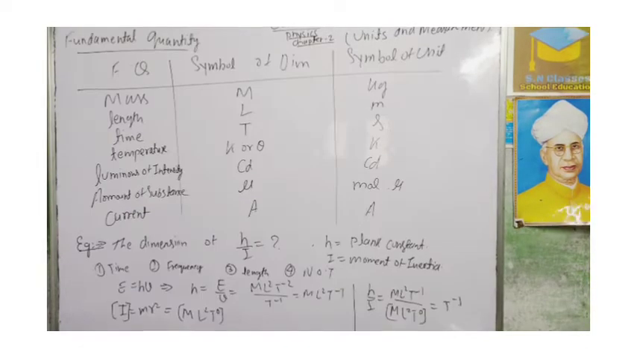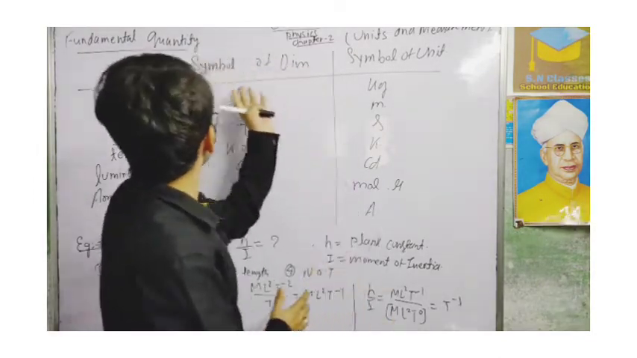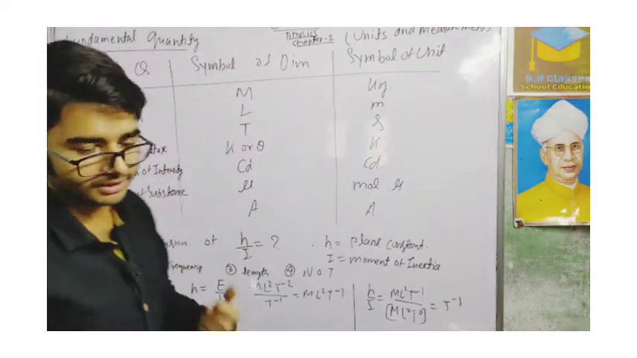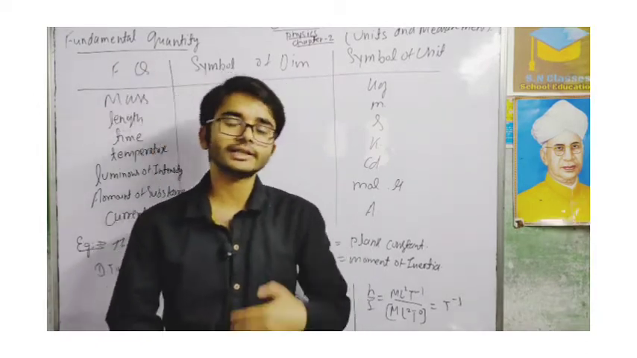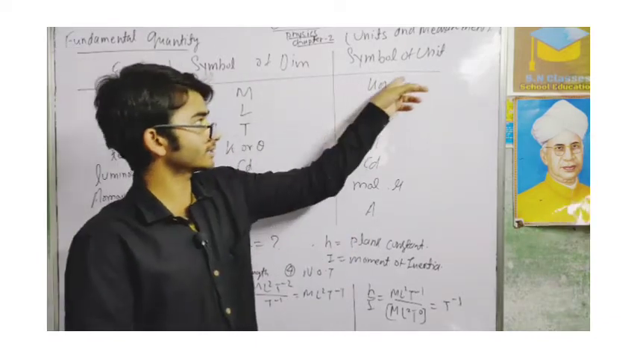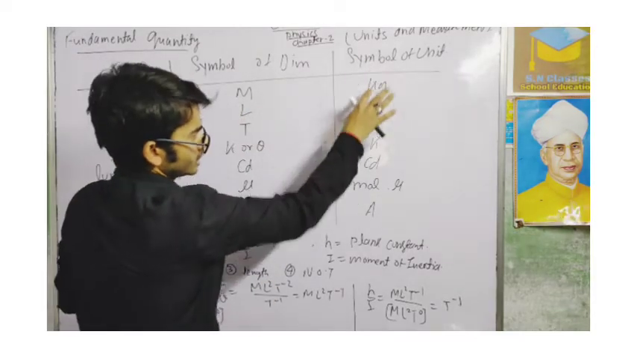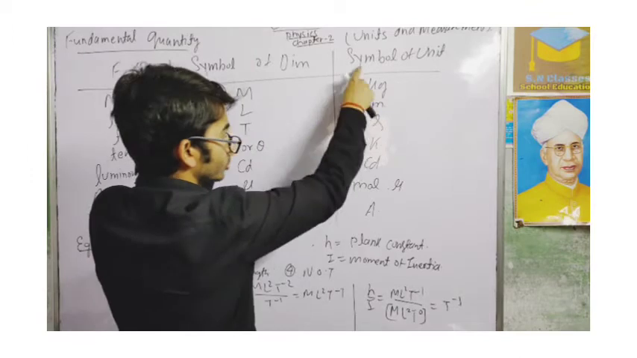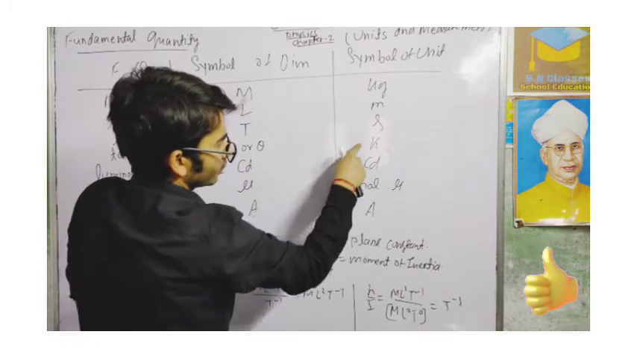So next, we'll look at how to list out all the symbols of the fundamental quantities. In this session, we'll look at all 7 fundamental quantities, their dimension symbols and the symbols of their units. So, starting with mass: the mass M is in kg, the length L in meters, and time t in seconds, and the temperature in Kelvin, so it is written as K.